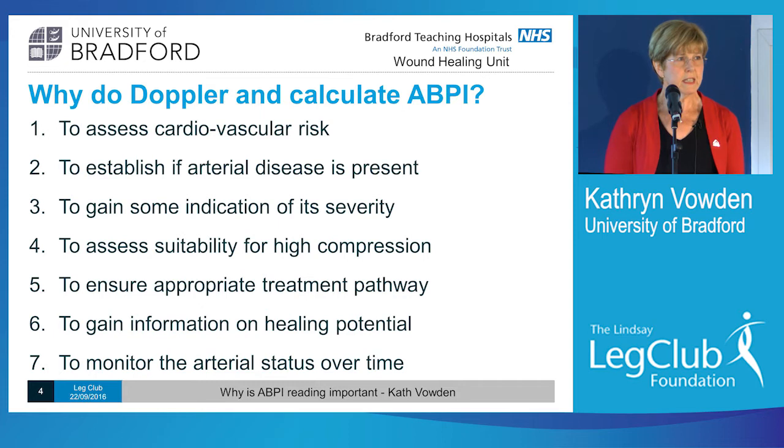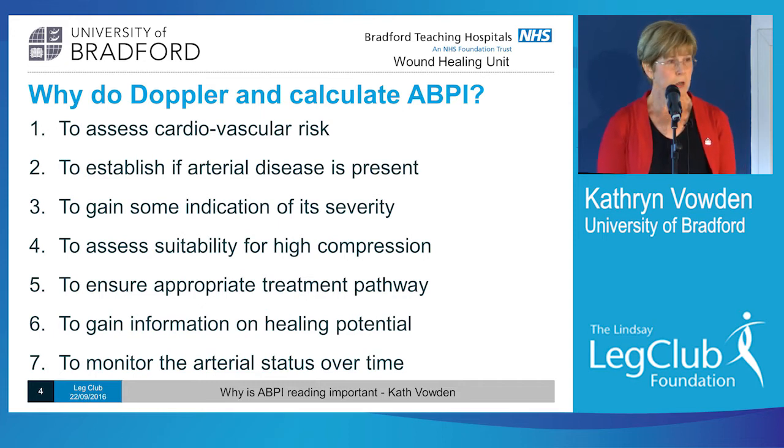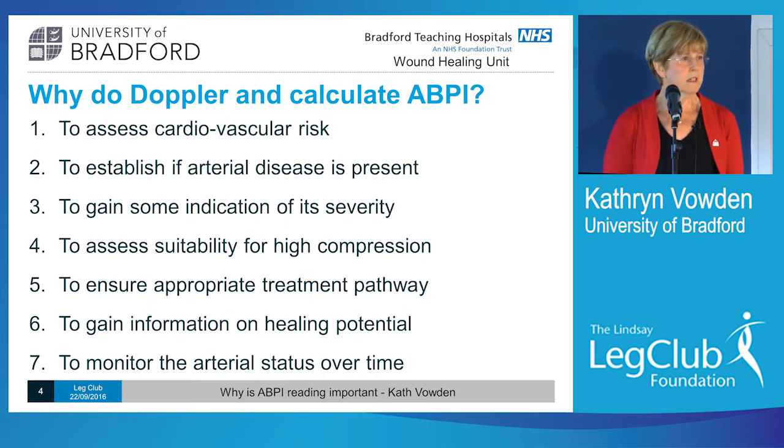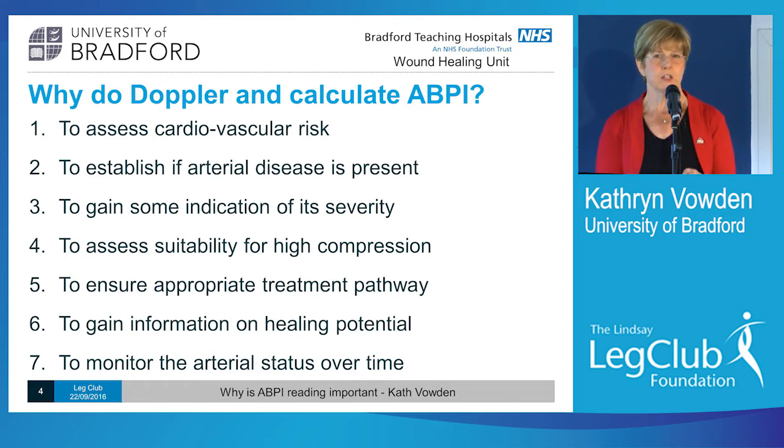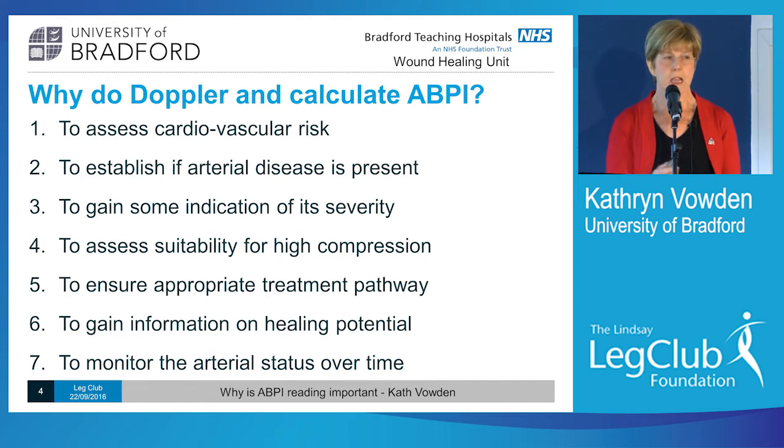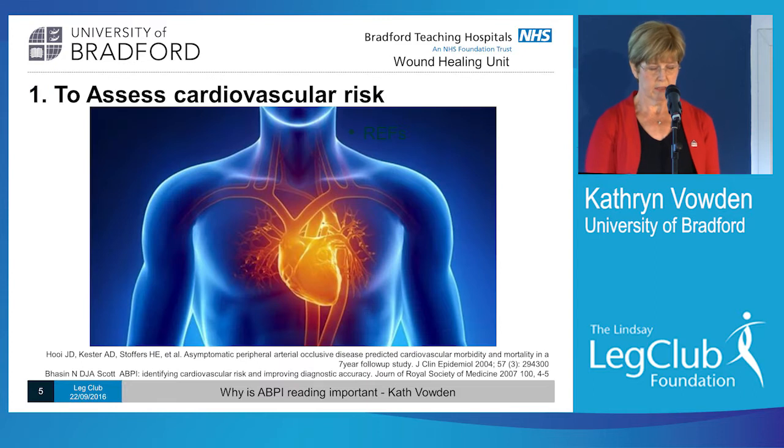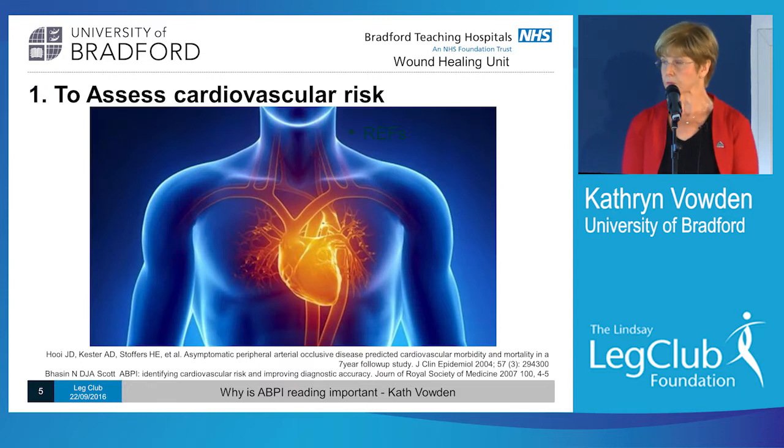You will note on this list that doing a Doppler and calculating ankle brachial pressure index does not diagnose venous leg ulcers. And if there's one thing that gets me a little annoyed when I read the literature or listen to nurses, it's "I did the ABPI, it was 1, therefore it was a venous leg ulcer." We all know that there's many, many reasons why patients have a lower limb ulceration. And all the Doppler really does is exclude arterial disease in that scenario.